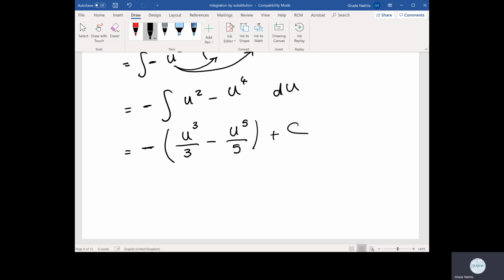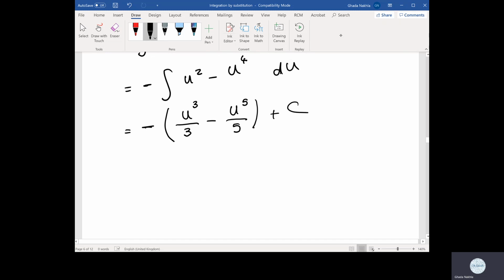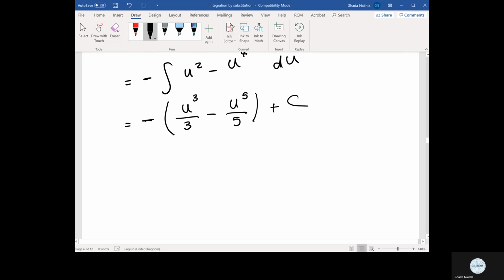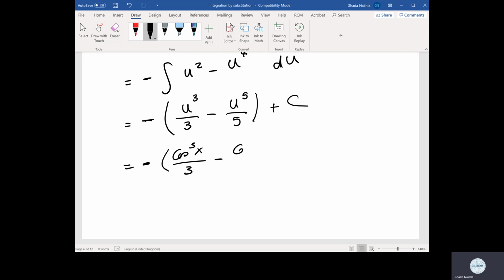One final step is to put the x back. So we can multiply. I'm in two minds whether to multiply the minus by the bracket or not. Let's leave it. It doesn't really matter. So u cubed is minus cos cubed x over 3 minus cos to the 5x over 5 plus c.